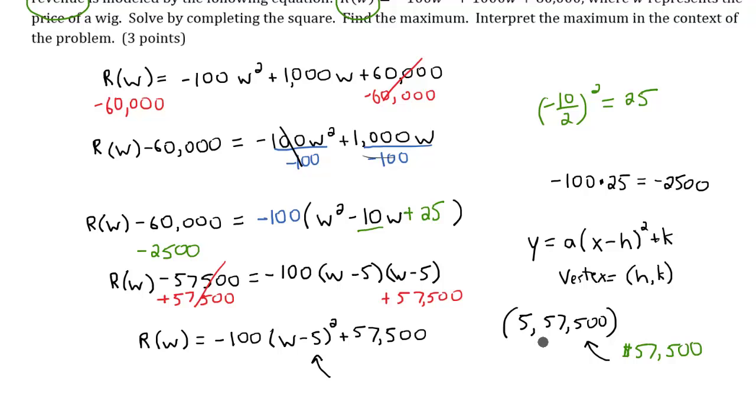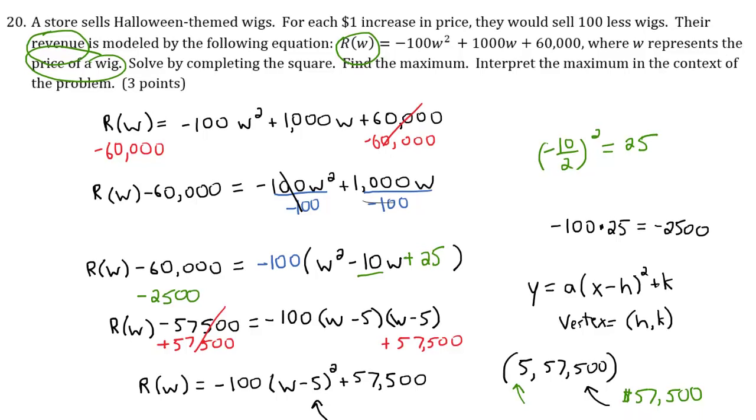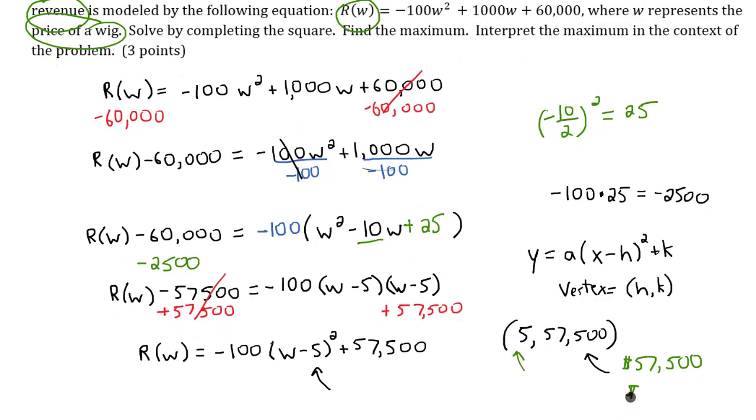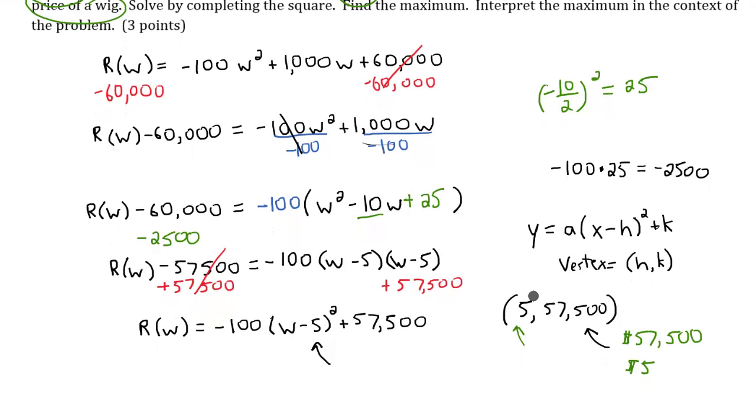And then what is my x value here? So the x value was replaced by w. So I go back to my equation here, and what is w going to represent? So w represents the price of the wig. So it seems like the price of the wig will be $5. So I'll write that down here as well. So my revenue is going to be $57,500, and that's when the price of the wig is $5. And that maximizes the revenue too. So you want to consider the whole context of everything as well.